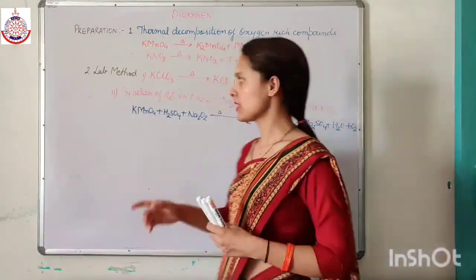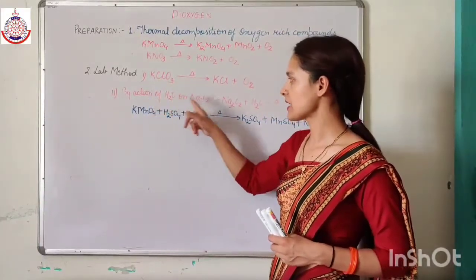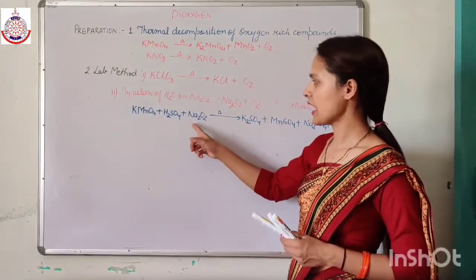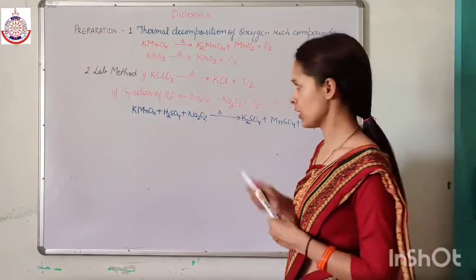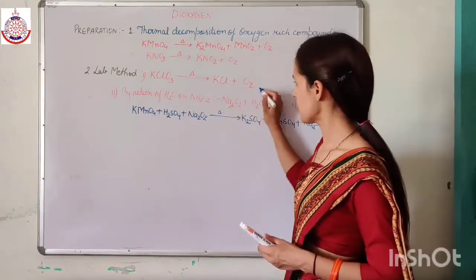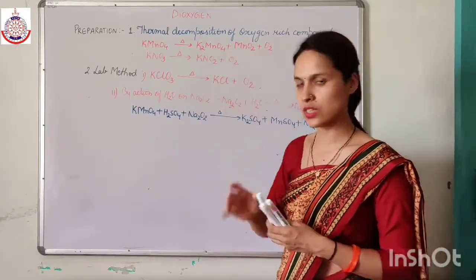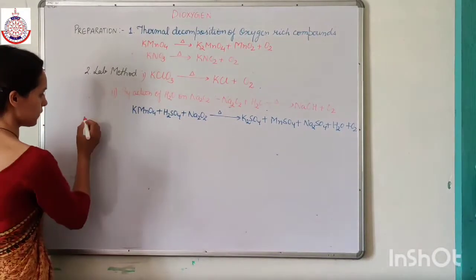What are these three methods? By heating KClO3, second by reacting Na2O2 with water, and third by reacting Na2O2 with acidified potassium permanganate solution. So with these three methods we can prepare dioxygen in our lab.